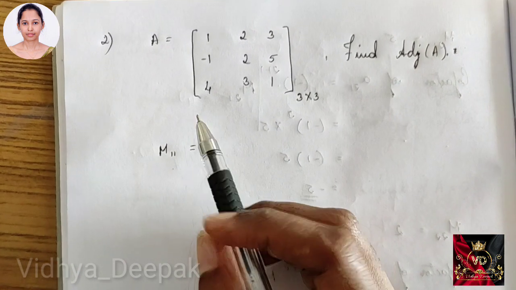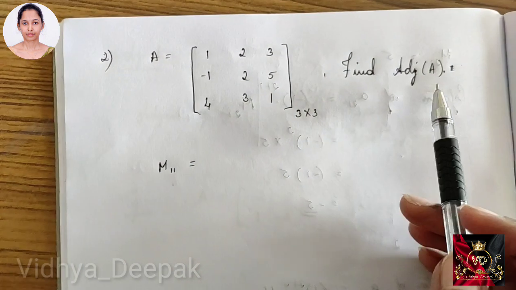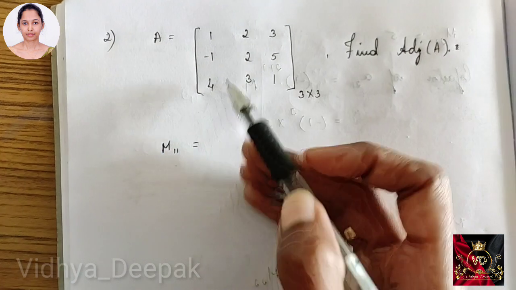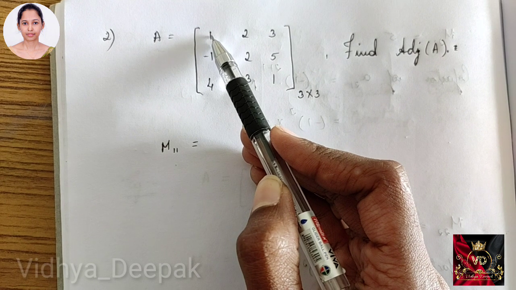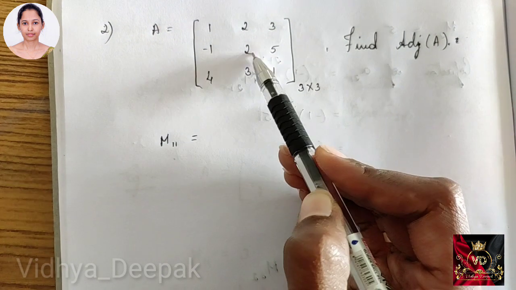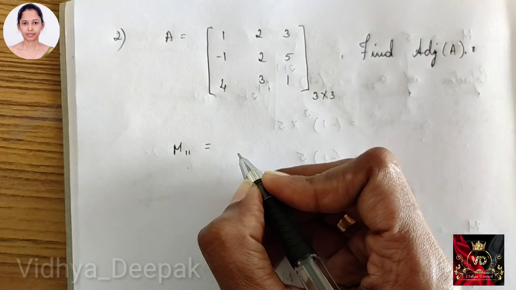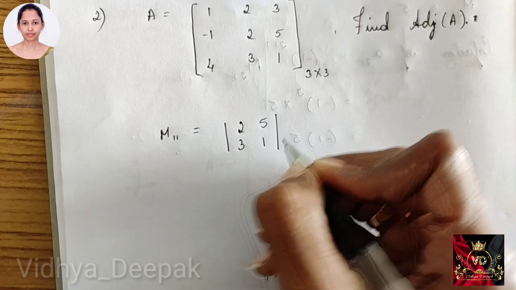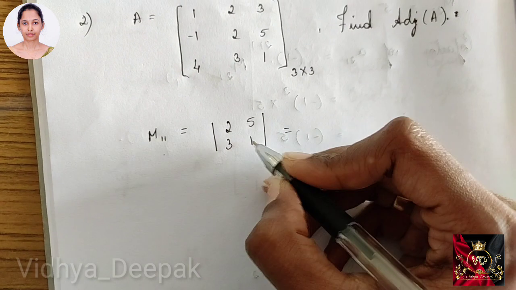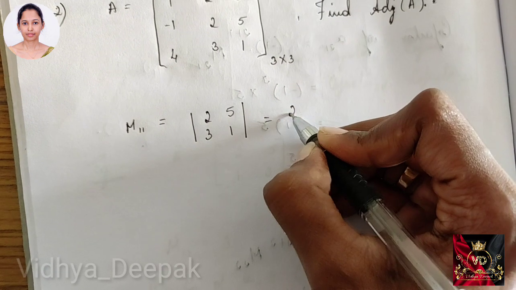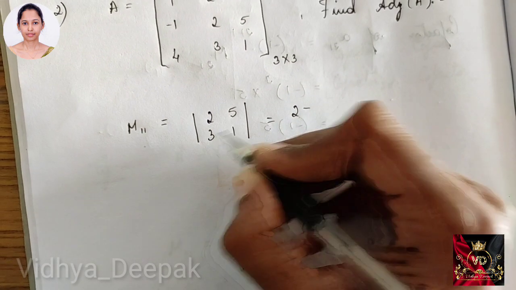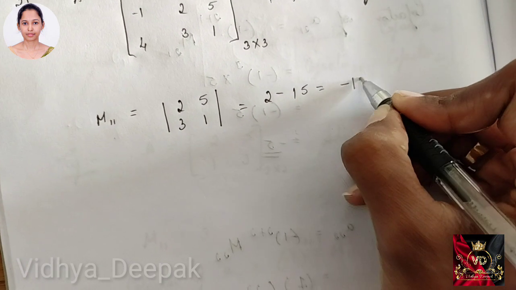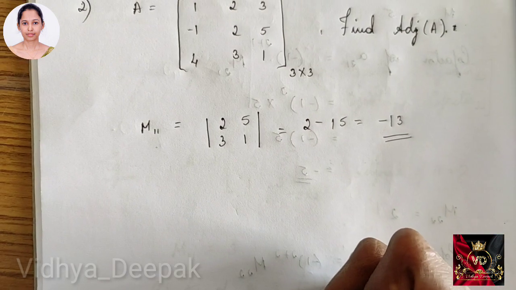Now let's check out one more problem, a 3 cross 3 matrix, to find the adjoint of A. In order to find M11, the minor of 11, for the term A11, this row and this column get eliminated. What is left out is 2, 5, 3, 1. That is the determinant of 2, 5, 3, 1. So what is it? 2 minus 5 threes are 15, so it is nothing but minus 13.